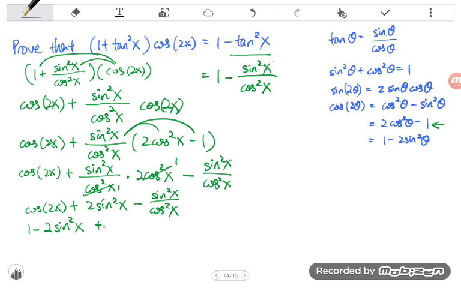And then I'm going to have plus 2 sine square x minus, so sine square x over cos square x becomes minus tangent square x. Okay? Minus 2 sine square x plus 2 sine square x cancel out. I will end up with 1 minus tangent squared x. So I have just completed the proof. Yay! Alright.